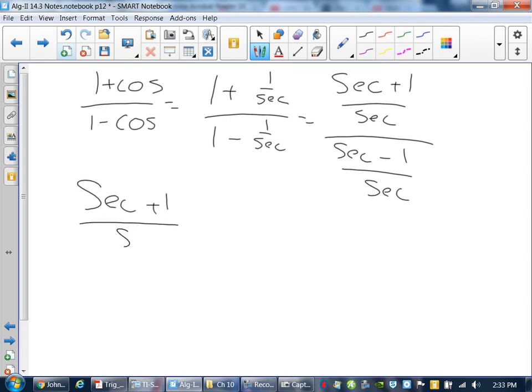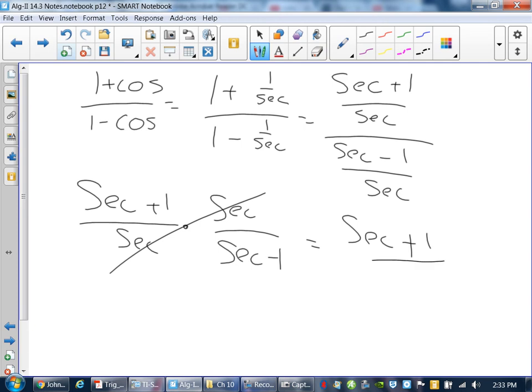Negative cosine squared is. Yeah, I totally forgot to do it this way. Can you do that when it's with sine and cosine? Yes.